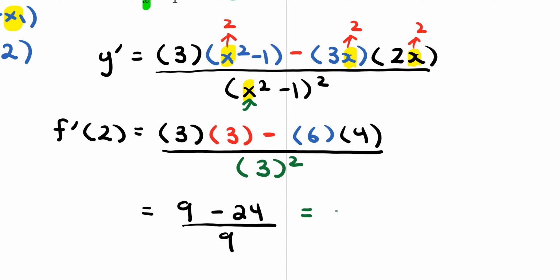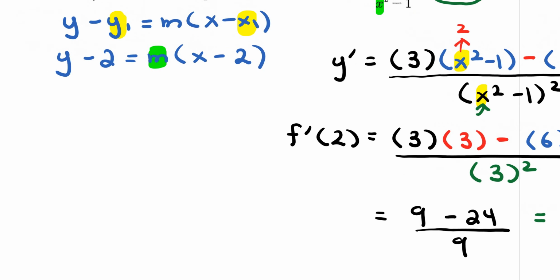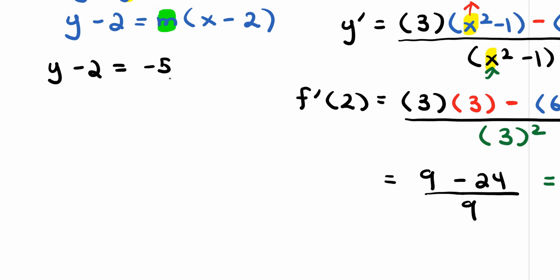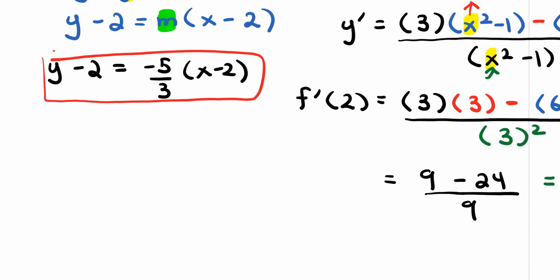If I keep on continuing here, I get negative 15 divided by 9, which simplifies to negative 5 over 3. Okay, so if I go back to my question here, my tangent line will be y minus 2 equals negative 5 over 3, bracket x minus 2. All right, so there it is. There's the equation of the tangent line for that problem.